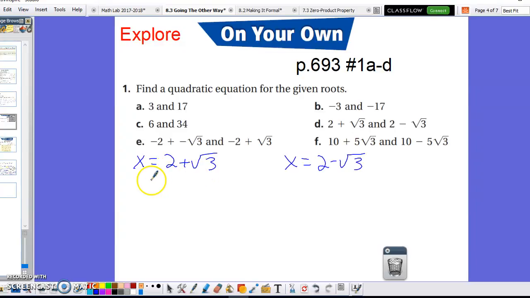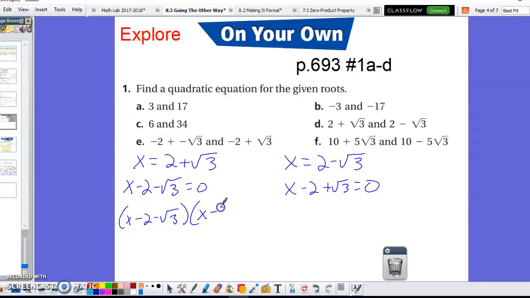So I'm still going to subtract 2, subtract the square root of 3, so I can set this equal to 0. So the factors are x minus 2 plus the square root of 3 equals 0 over here, and x minus 2 minus the square root of 3. And then I am going to multiply my two factors together. This will be a trinomial times a trinomial. I'll color code my distributing. We're going to have 3 terms times 3 terms, so I'll have 9 terms in my answer. So this is going to get really long here.